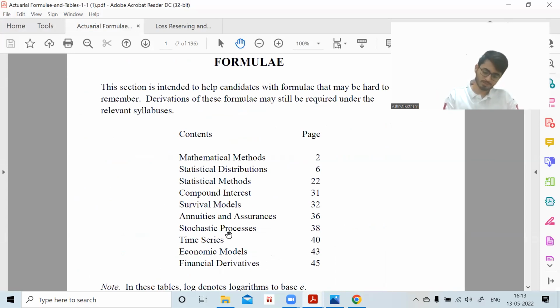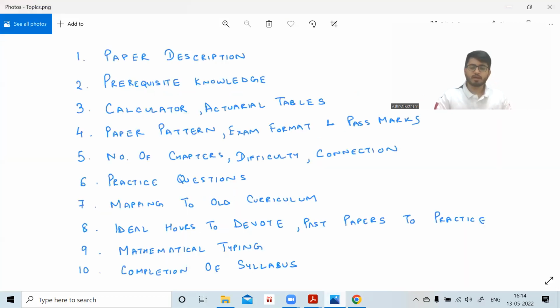From page 38 onwards, parts of maybe stochastic process and economic models and financial derivatives, these sections would be required. Apart from that, the usual section, that is post page number 160, wherein you have the probability values and the p values, or should I say percentage points, these will also be required in CM2. So this was regarding the use of calculator and actuarial tables.